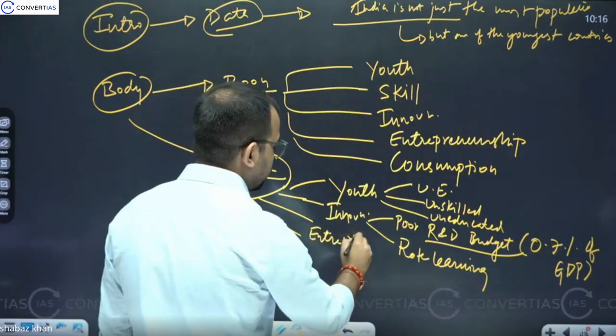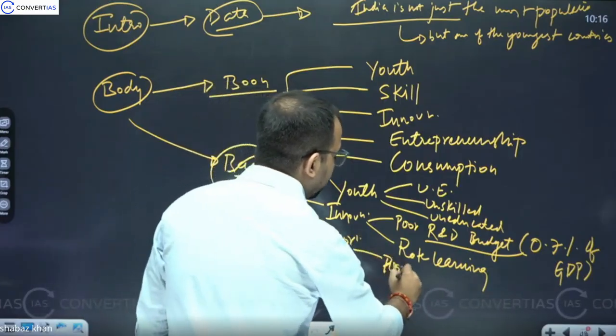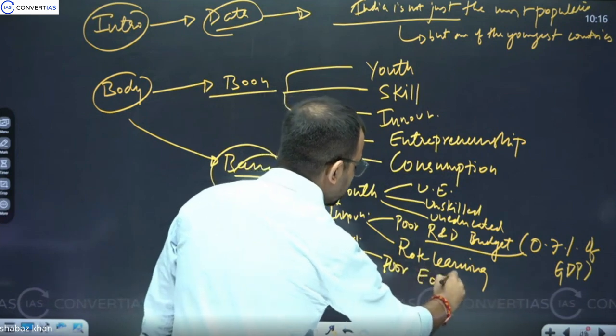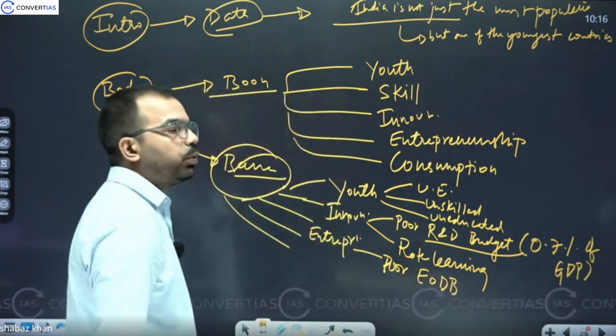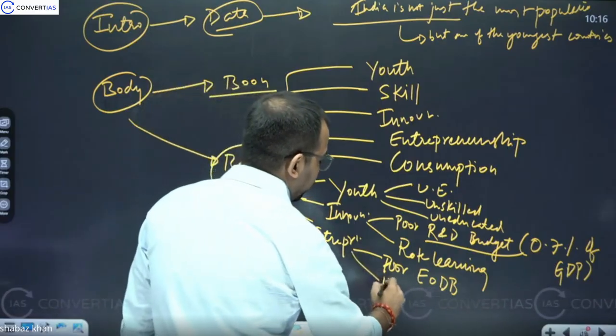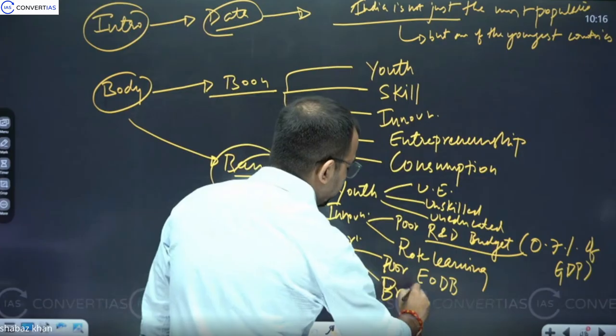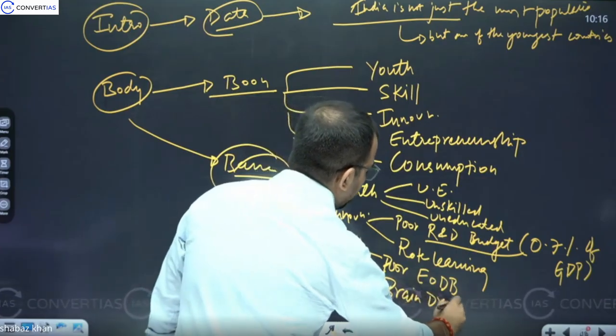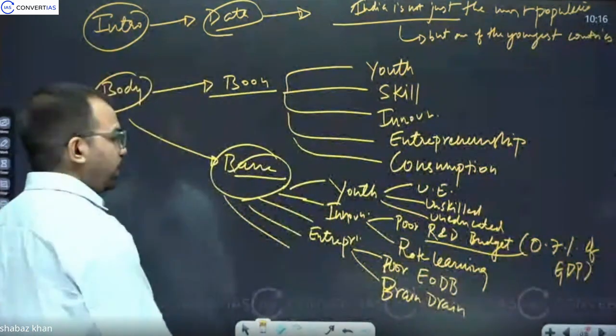Entrepreneurship, poor ease of doing business. We suffer from poor ease of doing business. Can we call it brain drain? We suffer from brain drain. Okay? Consumption.